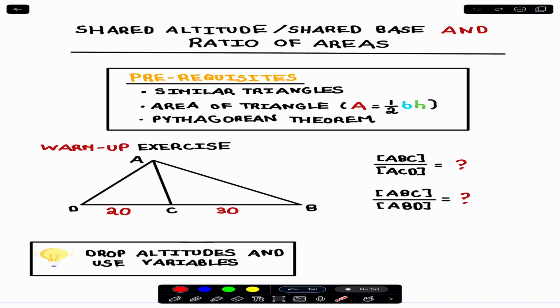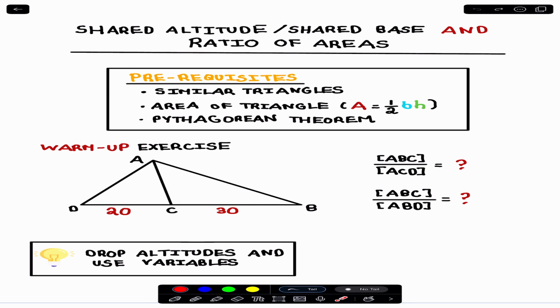Today we're going to be talking about triangles which share an altitude or a base and what that means for the ratio of their areas. This is a very important relationship in geometry. It comes up over and over again, so you want to know it. You want to have it in your geometry toolkit.